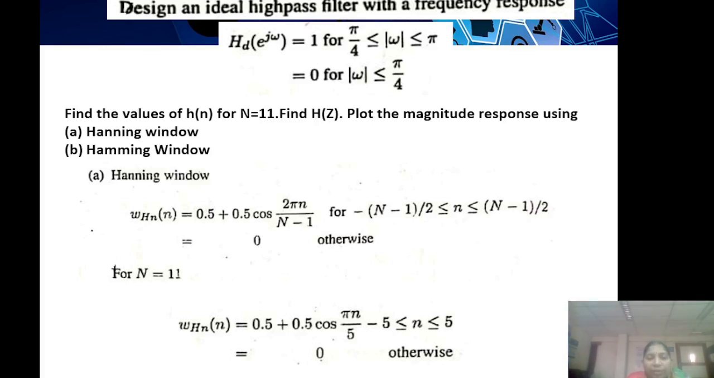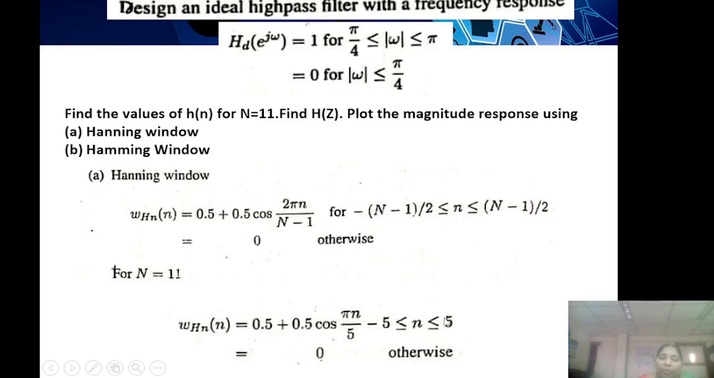You know that for the Hanning window, the formula is w_HN(n) = 0.5 + 0.5 cos(2πn/(N−1)), where n varies between −(N−1)/2 to +(N−1)/2, and 0 otherwise. Now we have to substitute the value N = 11. If you substitute N = 11 in the formula, it reduces to w_HN(n) = 0.5 + 0.5 cos(πn/5), for n from −5 to 5, and 0 otherwise.